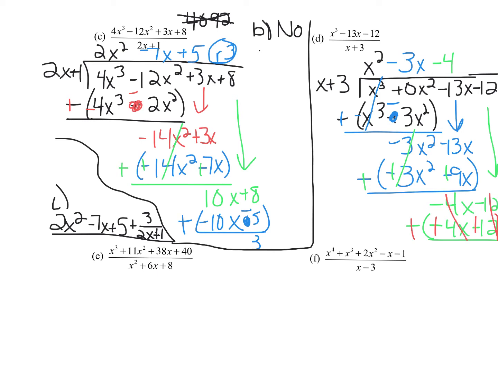So for this one, we have no remainder. So answer to B is yes. X plus 3 is a factor of x cubed minus 13x minus 12. And the answer to C, I'm just going to write a C in here and cheat. Right? That is my answer to C. I don't have a quotient remainder form.